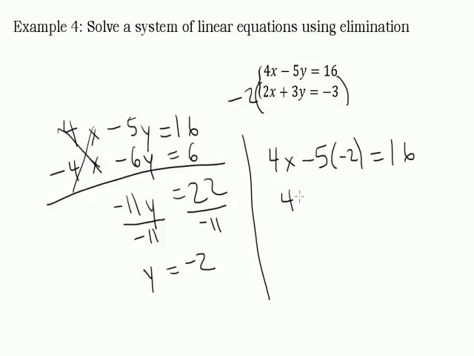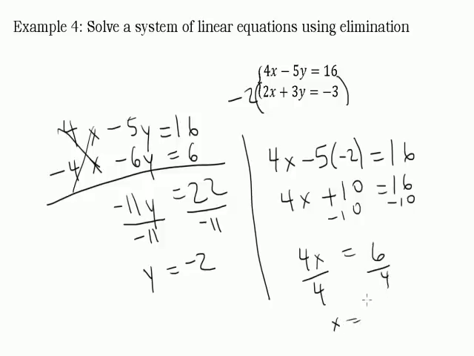So I should have here 4x plus 10 equals 16. Subtracting the 10 from both sides, I'll get 4x equals 6. Dividing both sides by 4, I'll get x equals 6/4, or simplifying, 3/2. So I expect my solution to be, just running over here where I have some room, 3/2, negative 2.